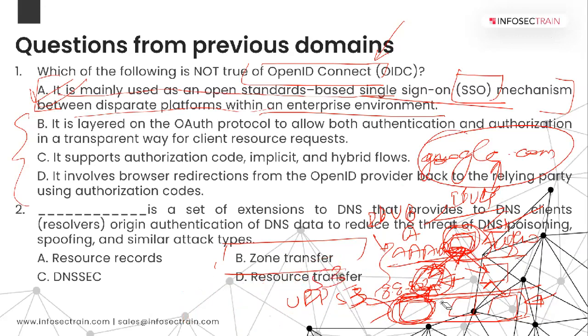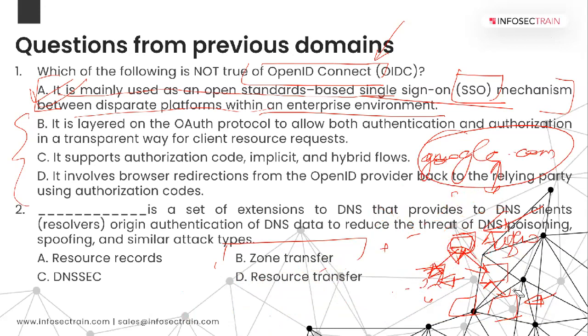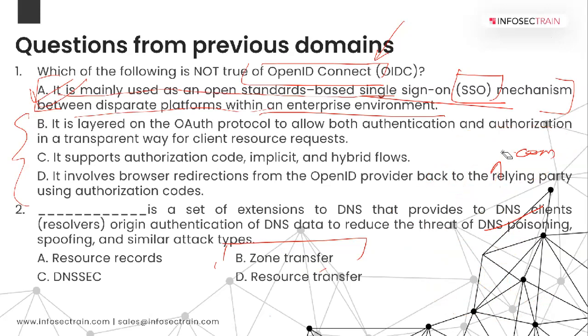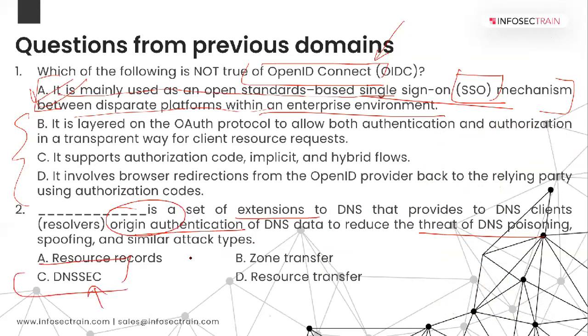So that is the basic distinction between zone transfer and a regular DNS query. Zone transfer is between two servers, and a DNS query runs between a client and a server. What this question is asking for is the set of extensions which provide DNS clients with origin authentication of DNS data to reduce the threat of DNS poisoning. Origin authentication is in DNSSEC, an extension of the original DNS implementation. So option C is correct. I've told you what zone transfer is. Resource transfer, I don't think is a valid term. Same for the resource records.